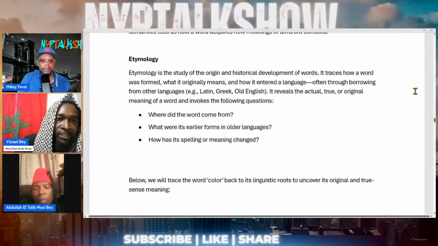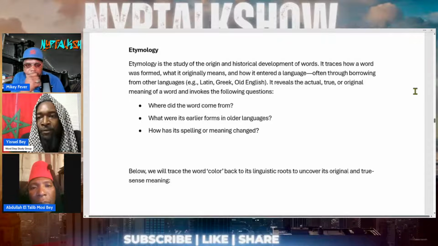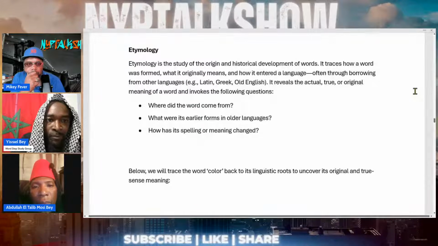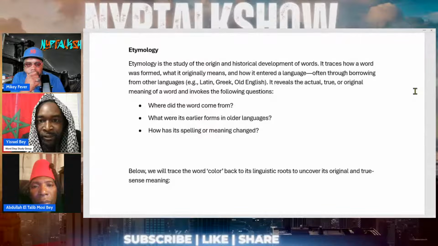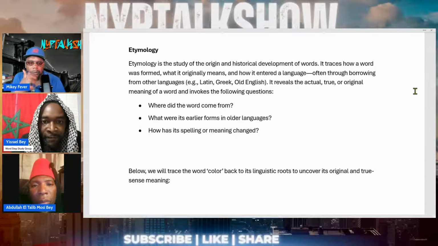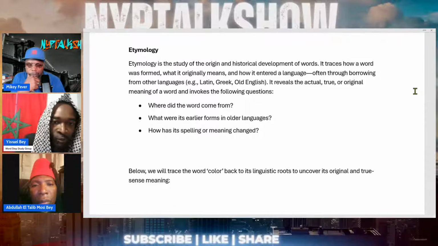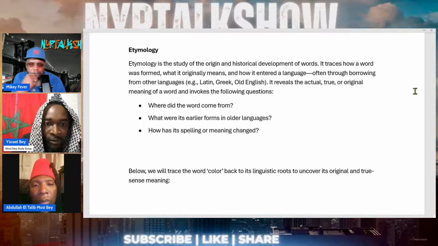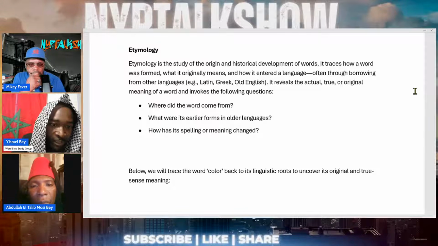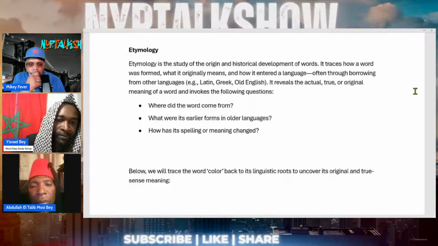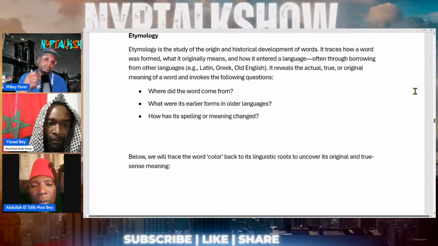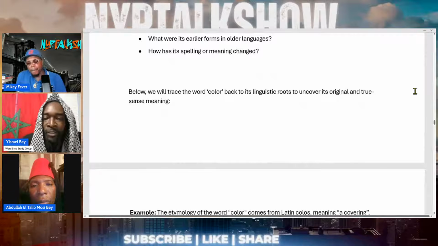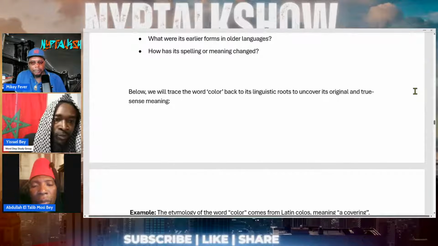Etymology is the study of the origin and historical development of words. It traces how a word was formed, what it originally meant, and how it entered a language, often through borrowing from other languages, e.g. Latin, Greek, Old English. It reveals the actual, true, or original meaning of a word and invokes the following questions. Where did the word come from? What were its earlier forms in older languages? How has its spelling or meaning changed? Below, we will trace the word color back to its linguistic roots to uncover its original and true sense meaning.